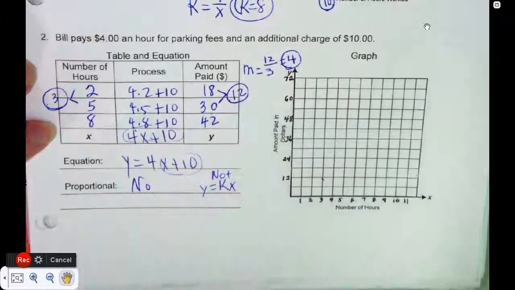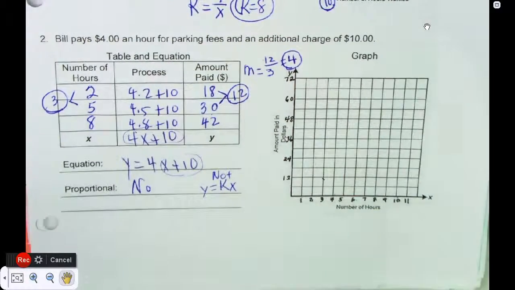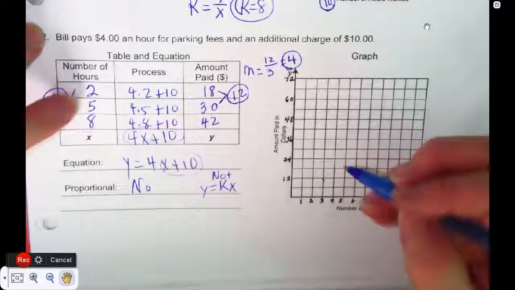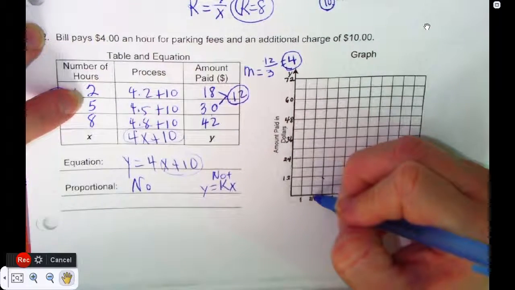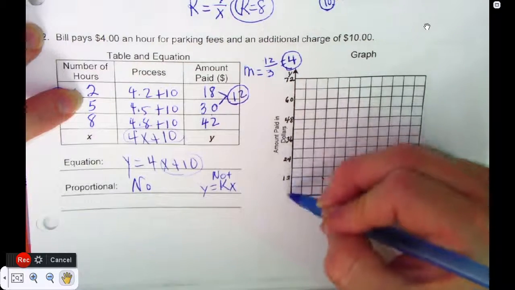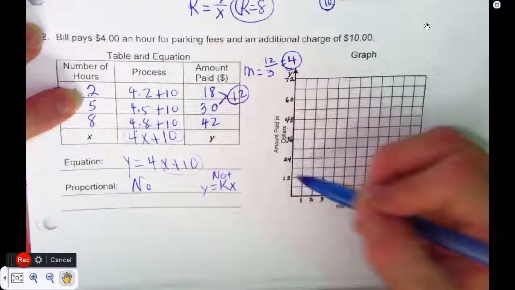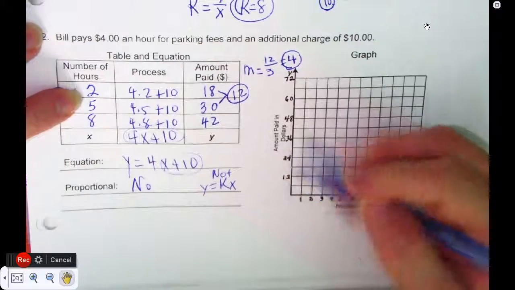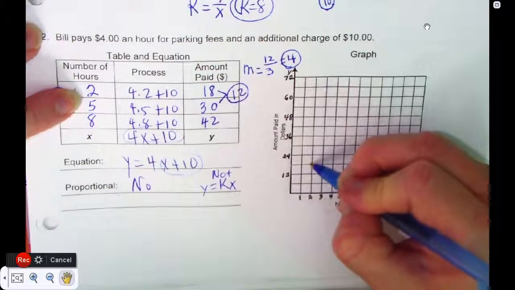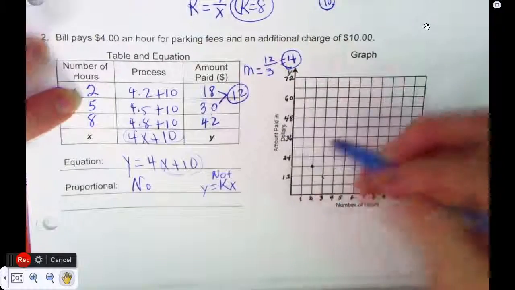I got 8 over 2. Okay, so now to go graph it. I'm going to go 2 is 18. Hey, what are we counting by over here? 6. What's the scale? 6, right? Half of 12 is 6. So 2 is the third one up, right? Yes, ma'am. 18 is between 12 and 24.